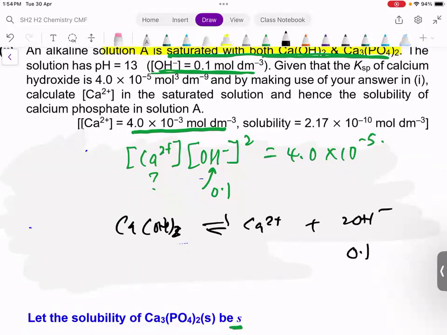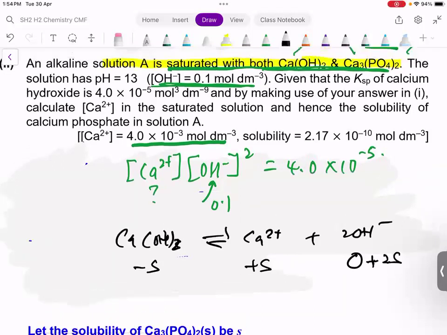This one is 0.1? No? 0. Okay, then after that, 0. Hydroxide minus S, plus S and plus 2S. Then you solve for S, ignoring the fact that you are given the hydroxide concentration. Do you know what's wrong with this method?